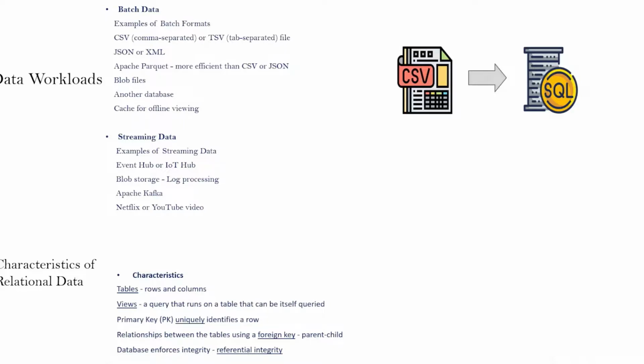When we do the query, the row and column representation that comes to us to visualize the data is called a view. Primary key we just talked about. A primary key uniquely identifies a row. Then to make a relationship between two columns, we use a foreign key, parent and child, like the fact and dimension concept.